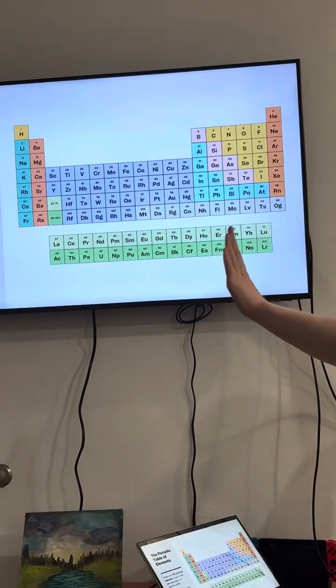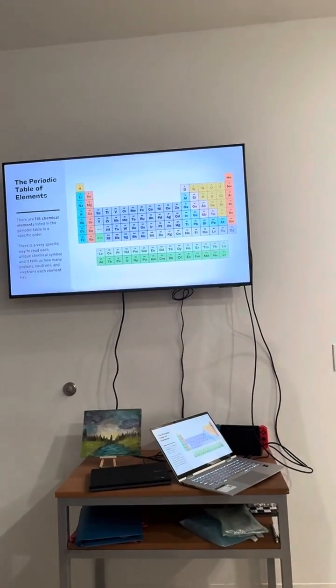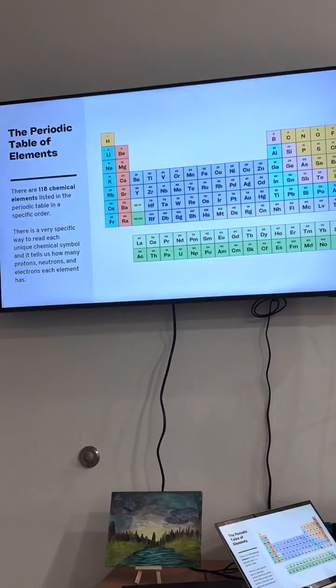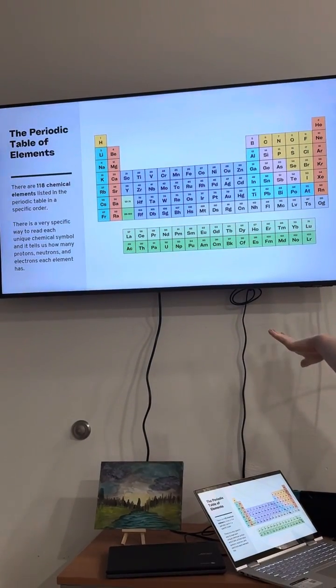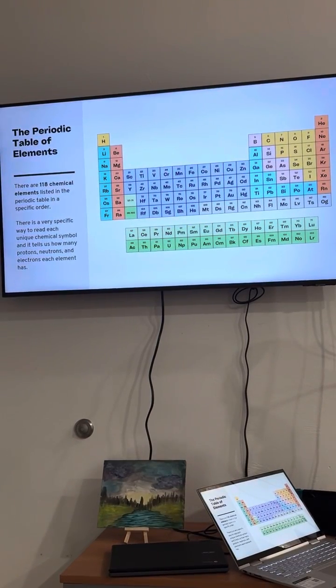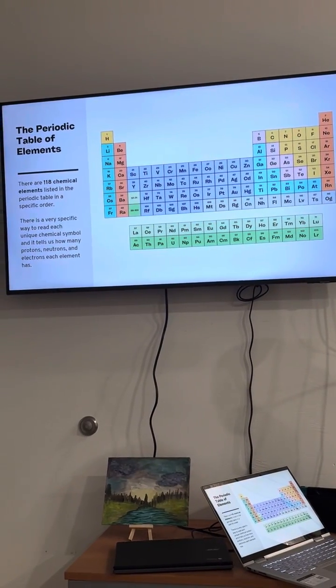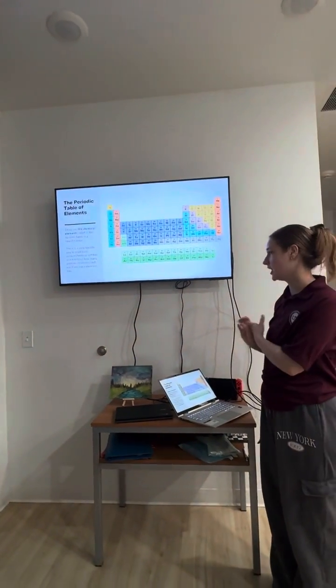So here's the periodic table with all of our chemical symbols for all of our elements. There are 118 elements listed on the periodic table in a very specific order. There is a very specific way to read each unique chemical symbol, and it tells us how many protons, neutrons, and electrons each element has.